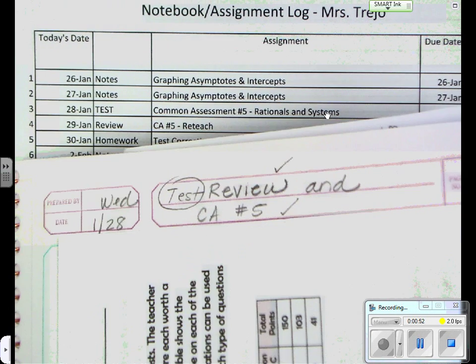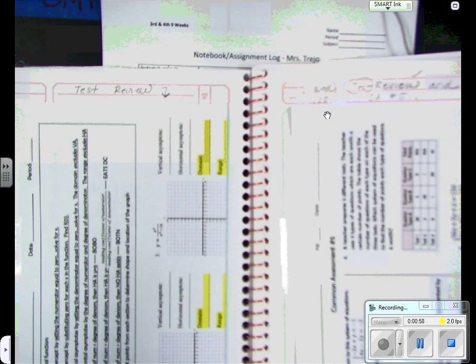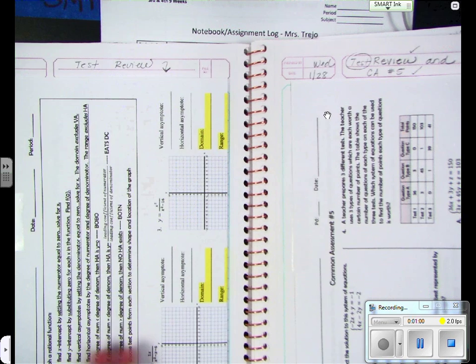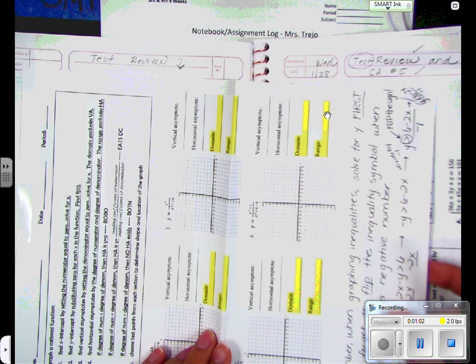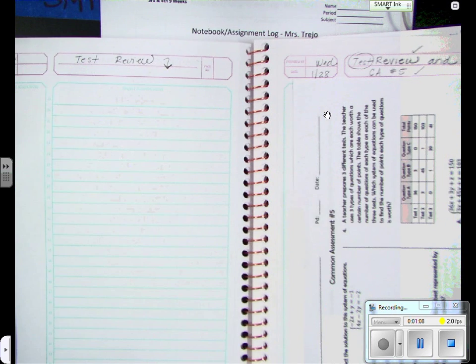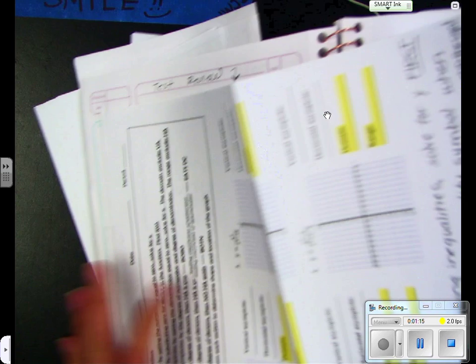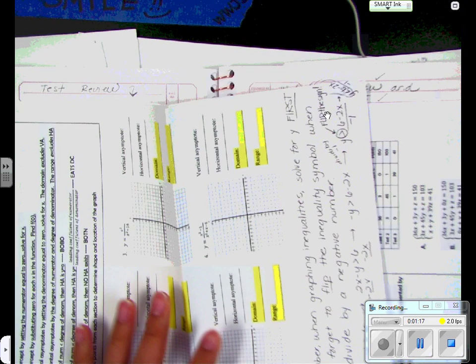This is what the test looks like. This is what the test review looks like. Your test review on one side had a bunch of examples of graphing, and it also included my own handwritten notes on how to solve a system of equations. So that's kind of what it looks like. It should be a double-sided page, so you should have both things there.